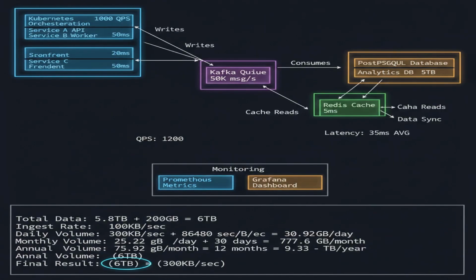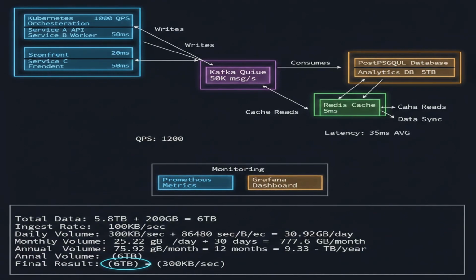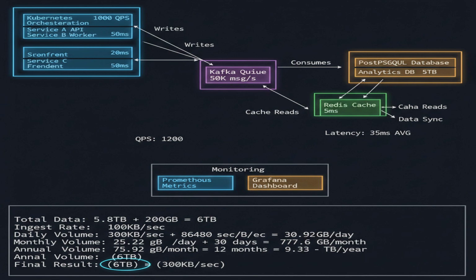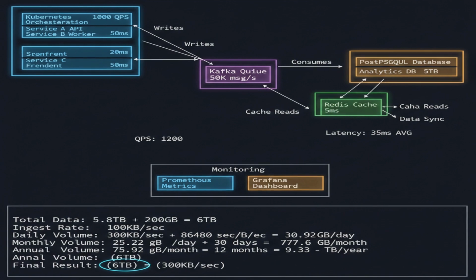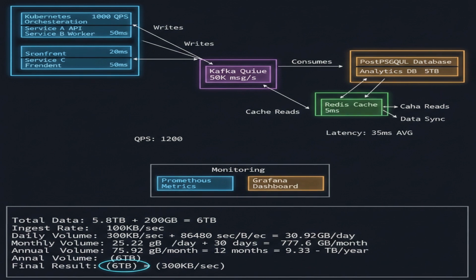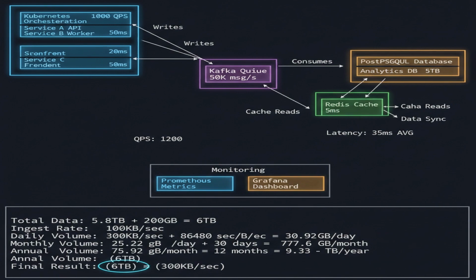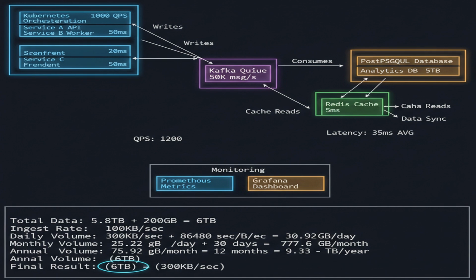Let's estimate our storage needs. We have a 1 terabyte database. We'll need additional space for backups, say 50% of the database size, so 500 gigabytes. We also need space for logs, which could be around 100 gigabytes per month. Total initial storage: 1 terabyte plus 500 gigabytes plus 100 gigabytes equals 1.6 terabytes.